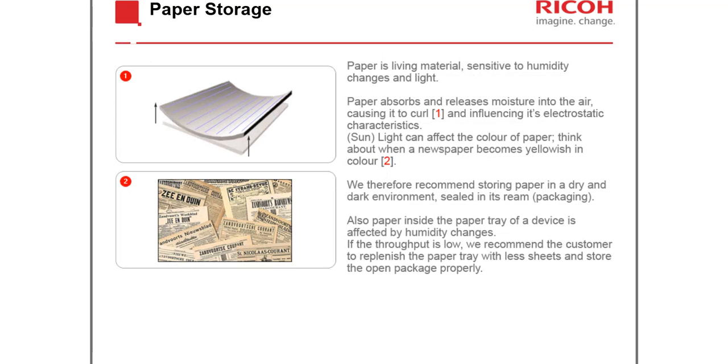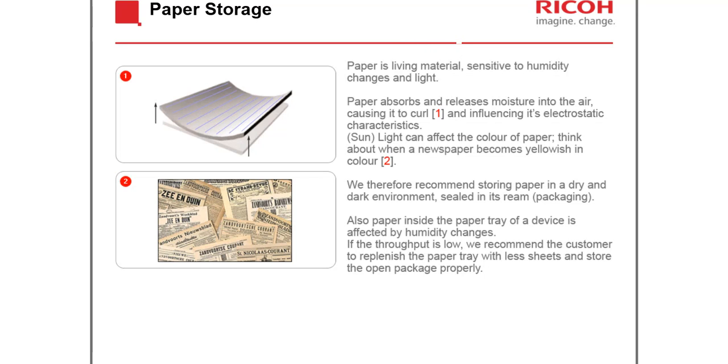Paper is living material, sensitive to humidity changes and light. Paper absorbs and releases moisture into the air, causing it to curl and influencing its electrostatic characteristics. Light can affect the color of paper. Think about when a newspaper becomes yellowish in color. We therefore recommend storing paper in a dry and dark environment, sealed in its ream.